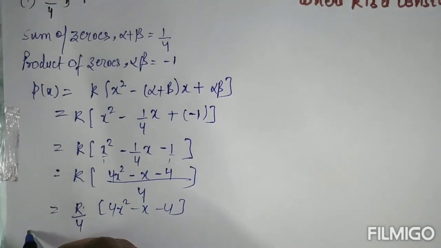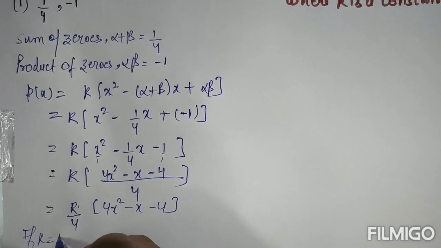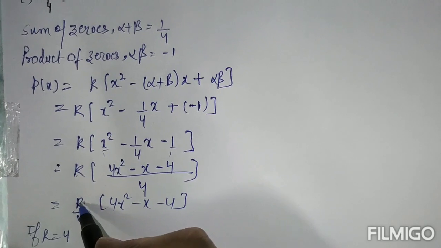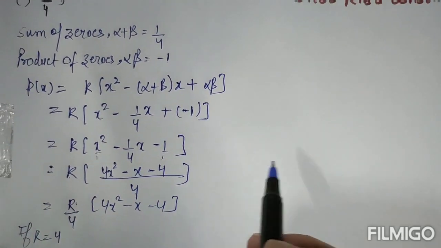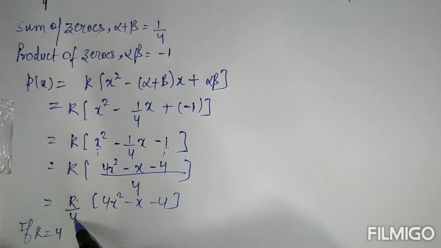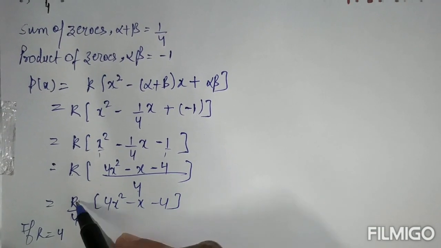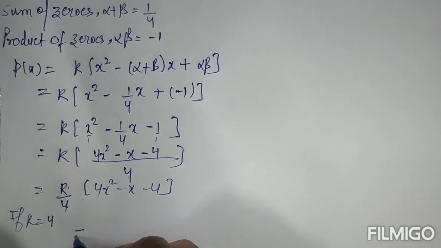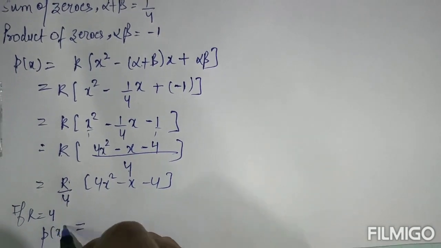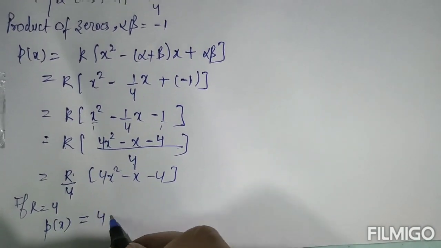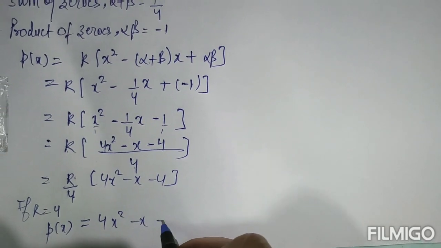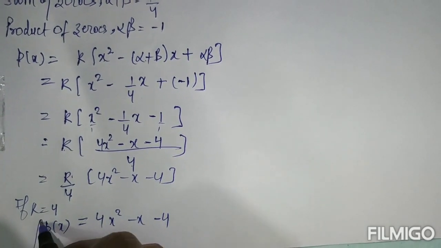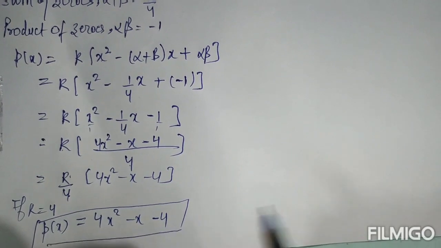Look, k is a constant term which can be any number: 1, 2, 3, 4. Now here we don't want the 4, we have to remove the 4, so k can be 4. So when k is 4, the 4s cancel, and the polynomial you will be left with is 4x square minus x minus 4. So this is the polynomial you have got.